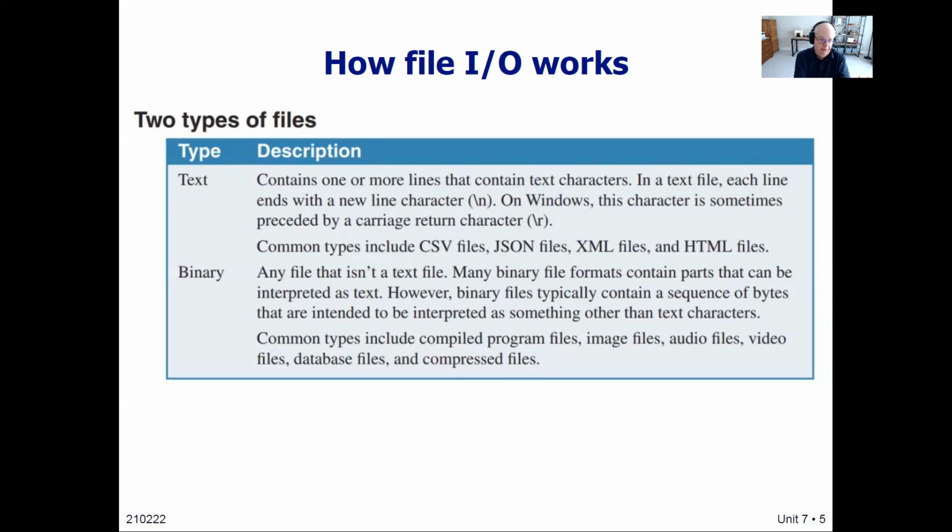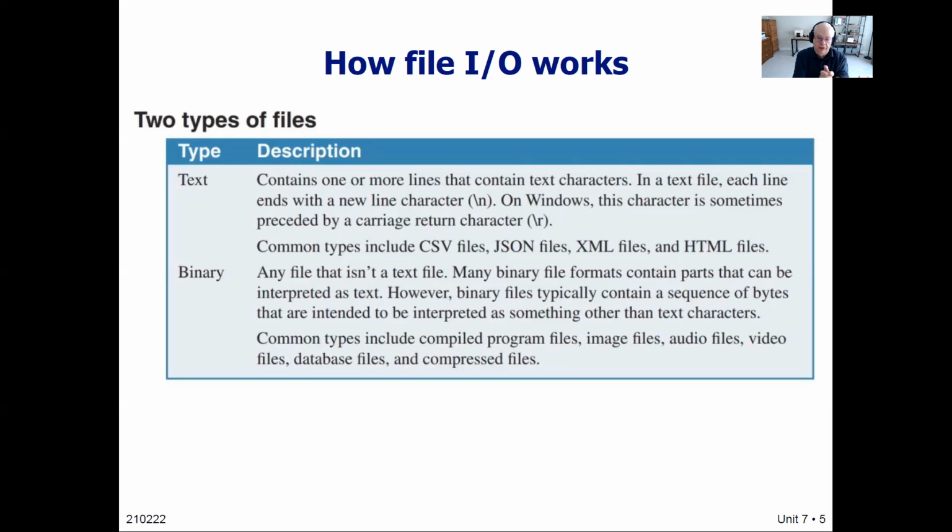Binary then is any file that is not a text file. That's a good way to look at it. If it's not a text file, it has to be a binary file. That's just the process of elimination. Many binary file formats contain parts that can be interpreted as text. As a matter of fact, if you open up a binary file in a text editor, you will see it's one line and just goes forever. And then you'll see text, and then you'll see gobbledygook, and then you'll see text, and then you'll see a bunch of characters that don't mean anything. So some of it can be interpreted as text.